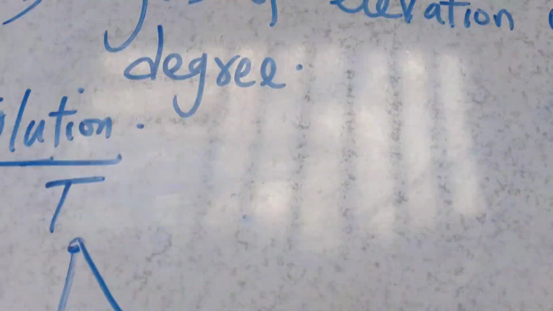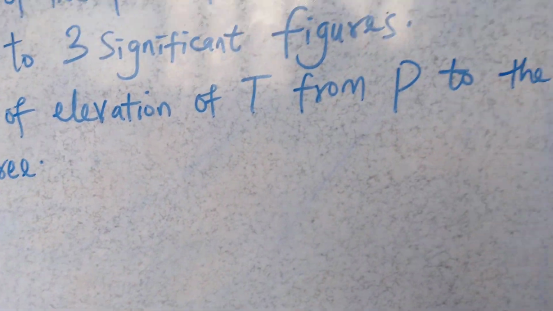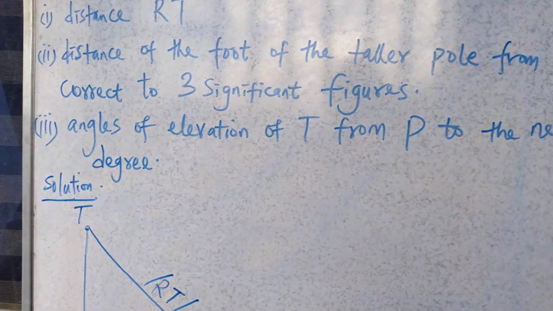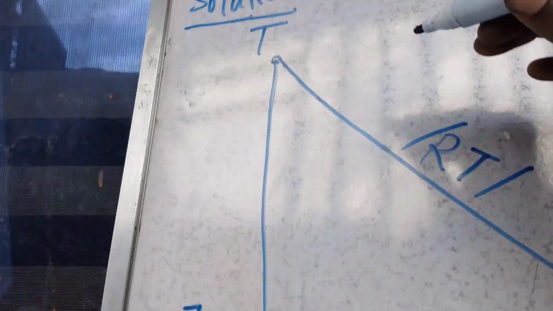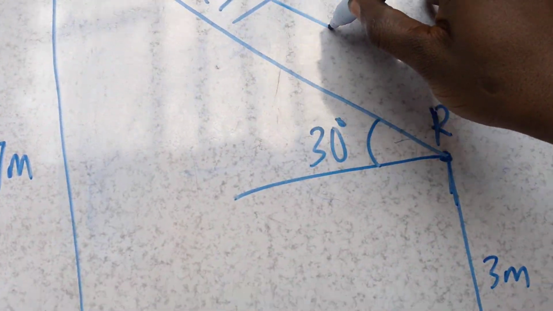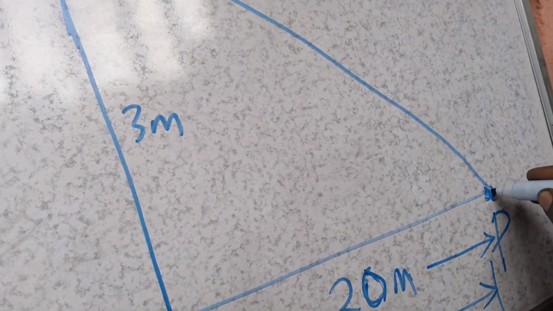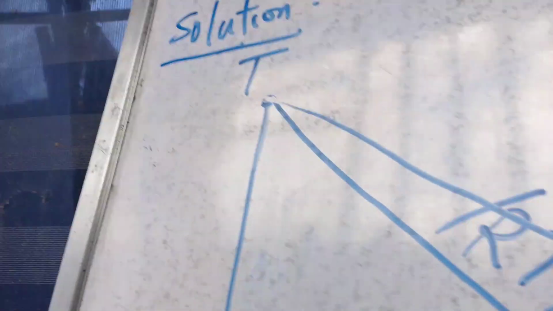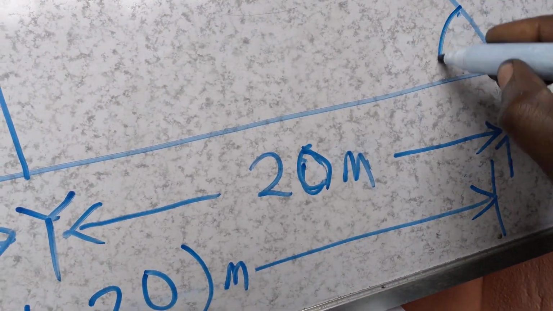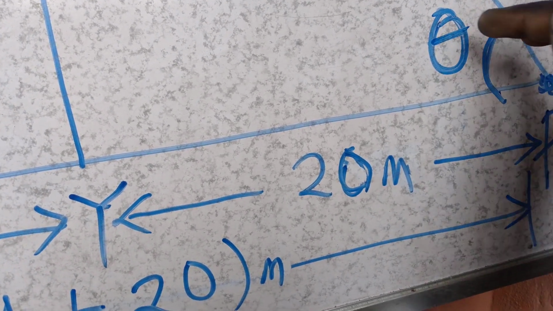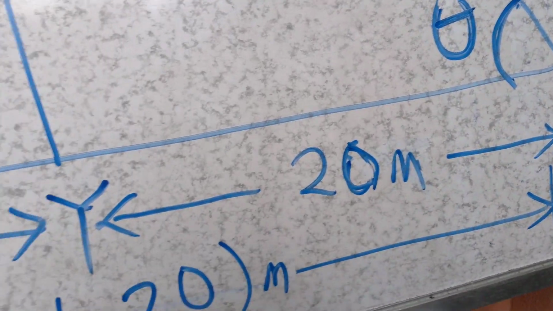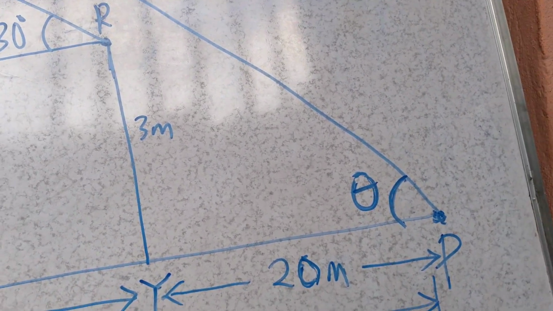And then they also say we should find the angle of elevation of T from P to the nearest degree. Okay, so I can do that now. If I extend it, the angle of elevation of T from P, call that angle theta. So we look for the angle of elevation of T from P to the nearest degree.